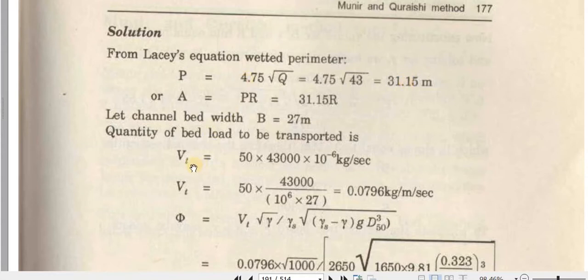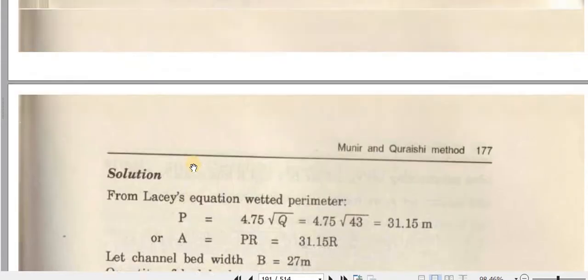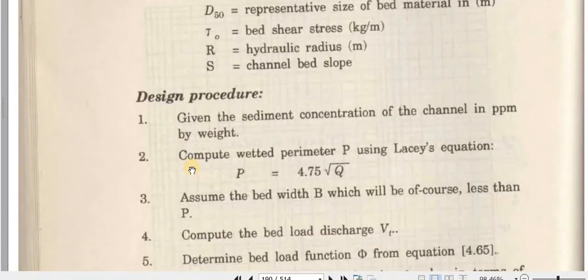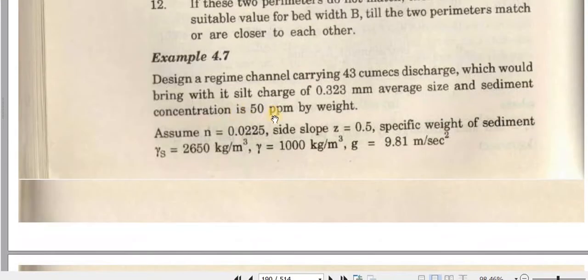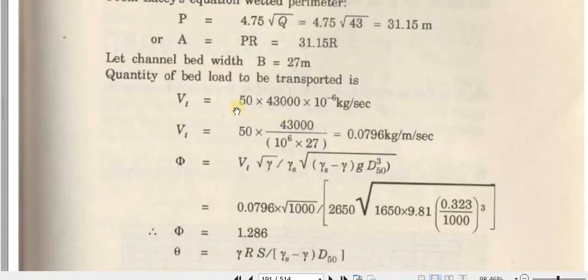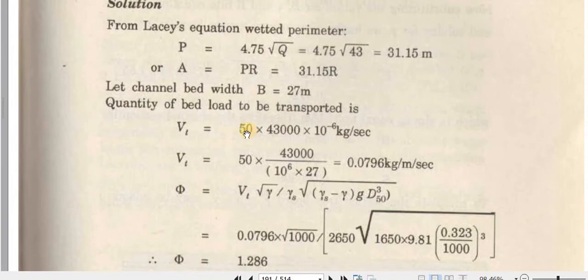Now first of all Vt. Vt is basically, you can see it is given as 50 ppm by weight. So 50 ppm by weight, now you have to multiply 50 with 43.